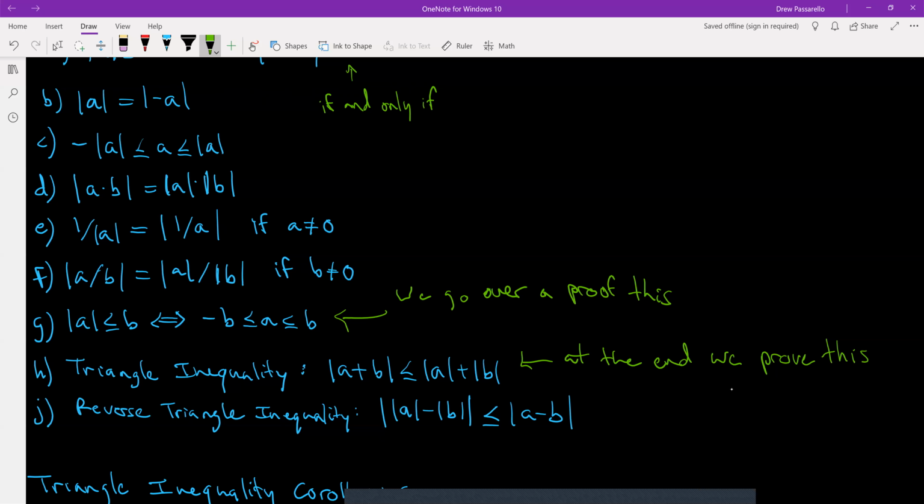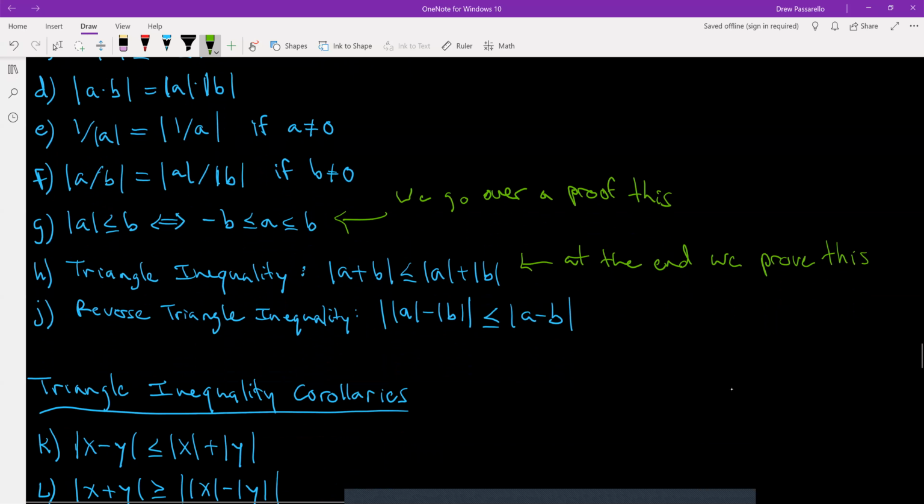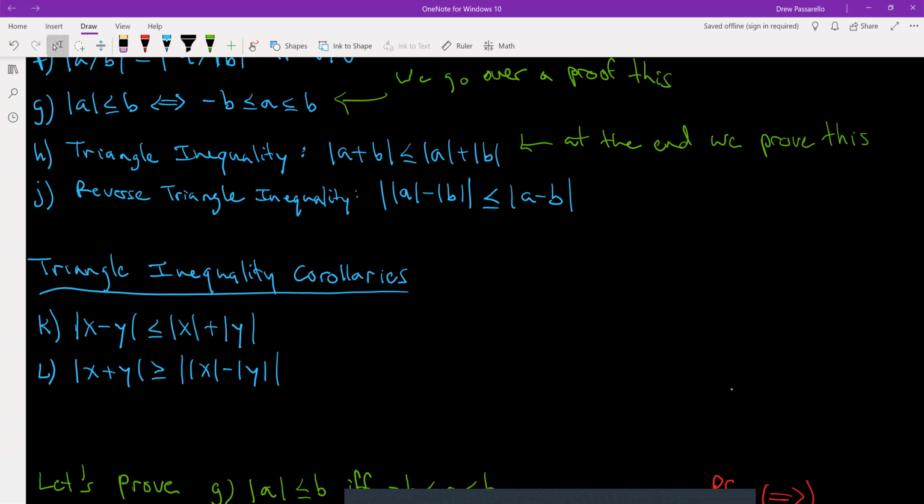So for part G, I guess before I do that, here are some triangle inequality corollaries. I labeled them as K and L to continue with our properties of absolute value with inequalities. So the absolute value of the difference x minus y is less than or equal to the sum of the absolute value of x plus absolute value of y. And then L is the absolute value of the sum x plus y is greater than or equal to the absolute value of the absolute value of x minus the absolute value of y.